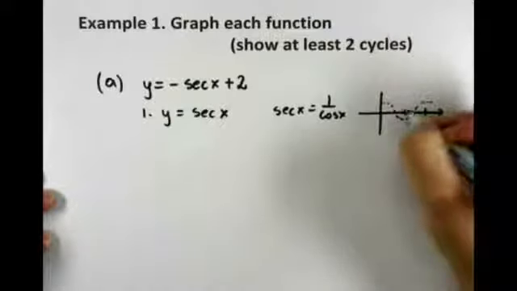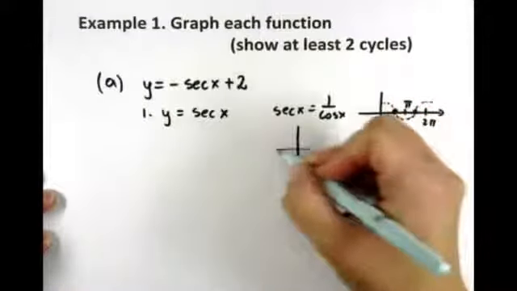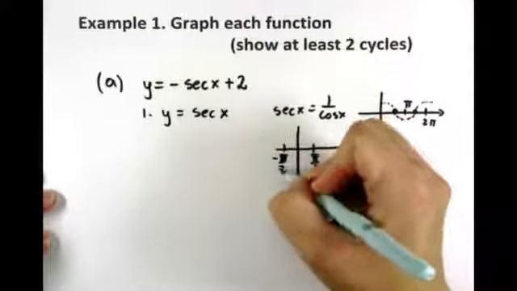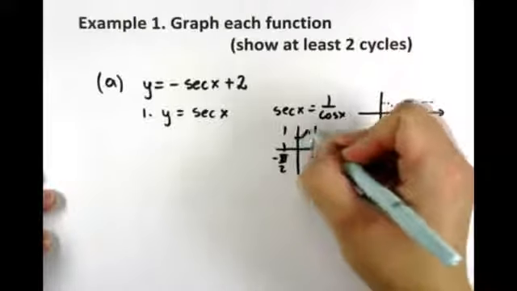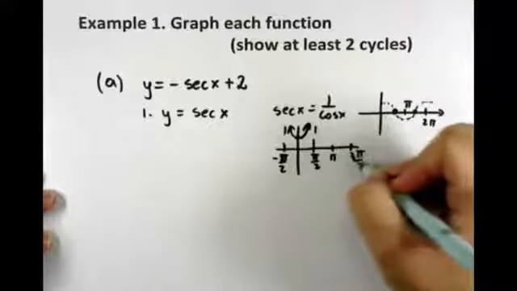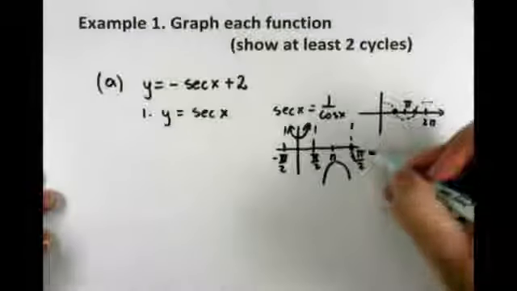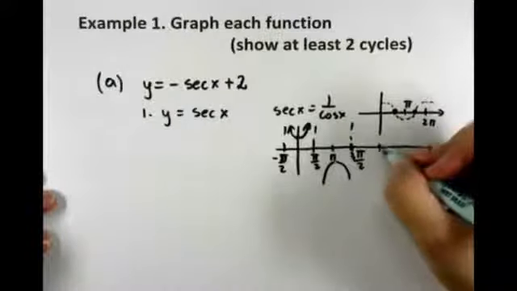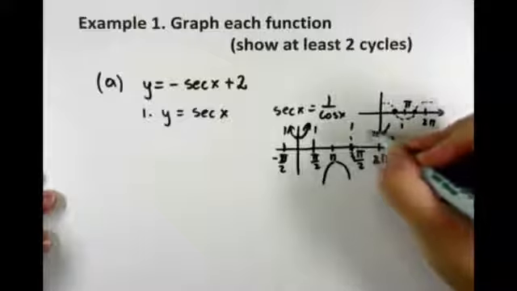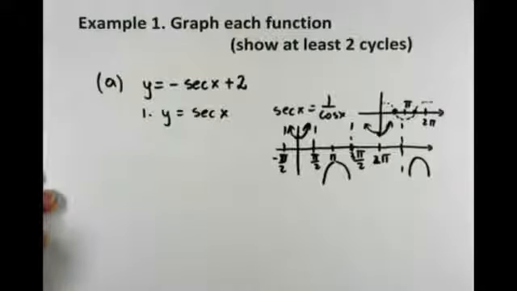2 pi, here is pi. So my secant has asymptotes at halves. So my secant graph is pi over 2, minus pi over 2. And here at 1 the graph goes up. And then it's pi, and then it's 3 pi over 2. And then the other graph goes here. At least 2 cycles, so we do need to consider more. Here would be 3 pi, 2 pi. And we have one more bump, and then here would be another bump. That's the secant graph. We will draw it nicely, a big graph.